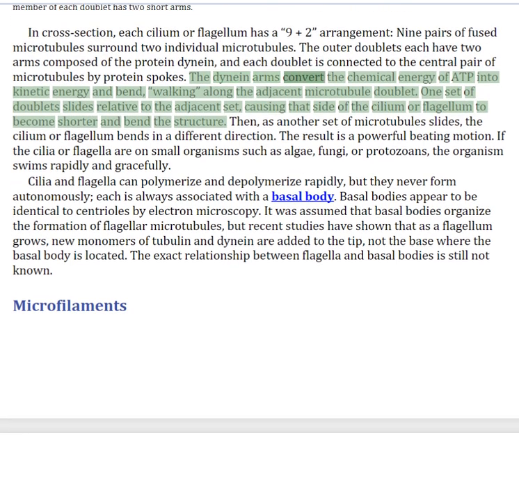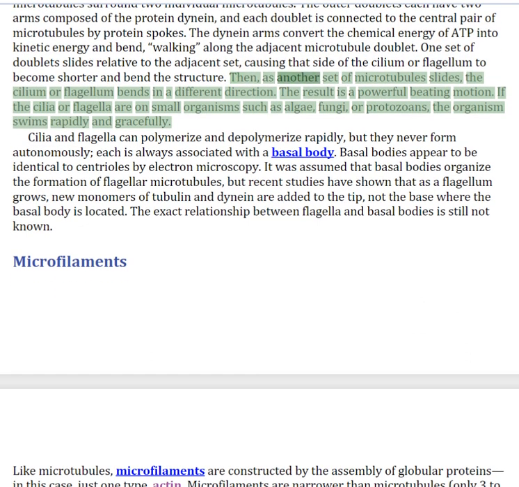The dynein arms convert the chemical energy of ATP into kinetic energy and bend, walking along the adjacent microtubule doublet. One set of doublets slides relative to the adjacent set, causing that side of the cilium or flagellum to become shorter and bend the structure. Then, as another set of microtubules slides, the cilium or flagellum bends in a different direction. The result is a powerful beating motion. If the cilia or flagella are on small organisms such as algae, fungi, or protozoans, the organism swims rapidly and gracefully.